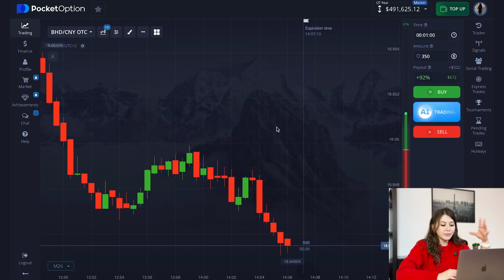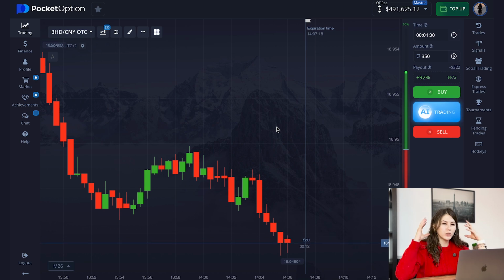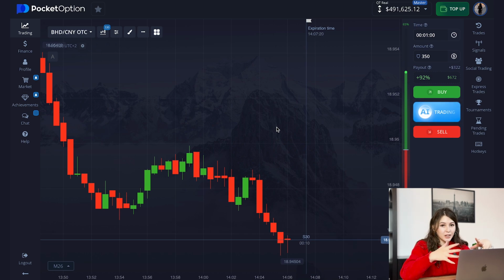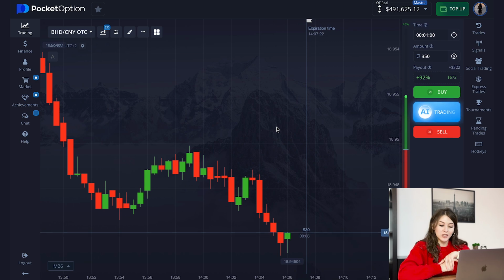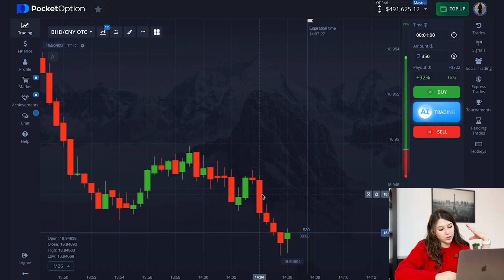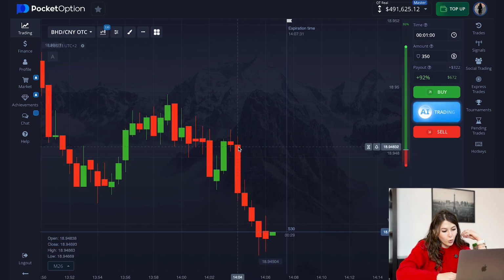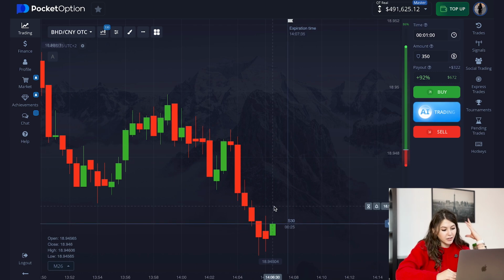Okay, so I think now is the best time to see how the candles work in practice, so you can use your theory knowledge in your trading system and your trading strategy. So let's see. For example, we can see that we had a lot of bear candles. As you can see here, the opening point is a lot higher than the closing point.